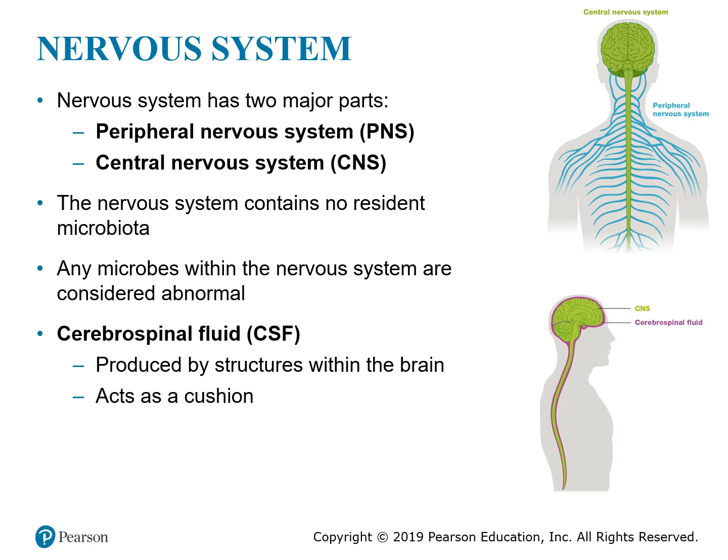The nervous system contains no normal microbiota, no normal microorganisms. So anything that is found within the central nervous system is considered to be abnormal. And so within the central nervous system, you actually have spinal fluid that acts as a cushion around the brain and the spinal cord. And so it is one of the areas that can be a risk for infection.